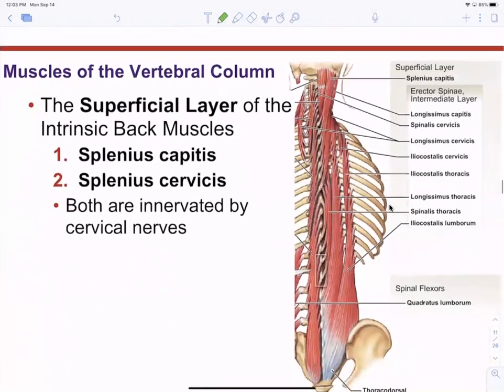The superficial layer of back muscles here are going to be the splenius capitis and splenius cervicis. And they're on both sides, you're just not seeing them on both sides, right? So they're going to move your head, and they're going to pull your skull back. So in that almost hyperextension, pull your head back. Or if you're looking down at your shoes, they pull you back into anatomical position to look straight up again.